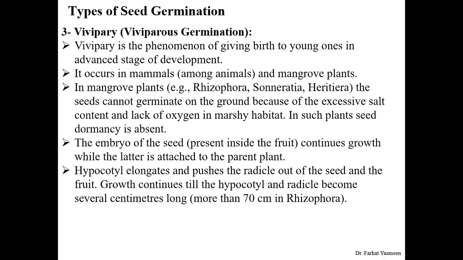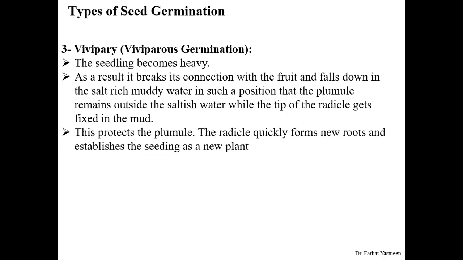In such plants, dormancy is absent. Why is dormancy absent? Because the embryo present within the seed continues to grow while it is attached to the parent plant, within the fruit. Then, after growing, the hypocotyl elongates and pushes the radicle out of the seed and fruit, and growth continues until the radicle becomes several centimeters long.